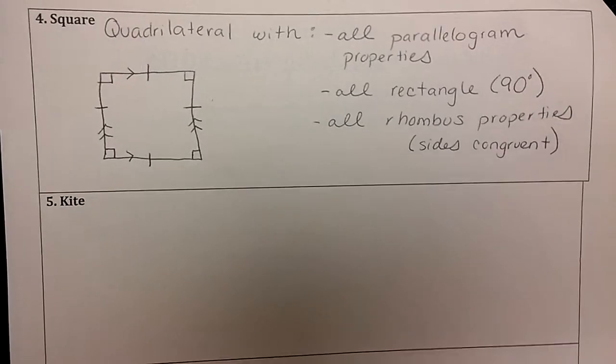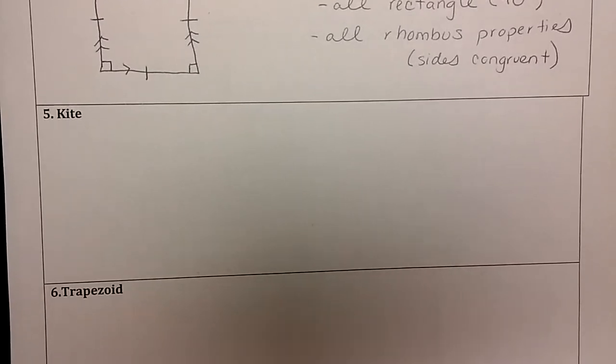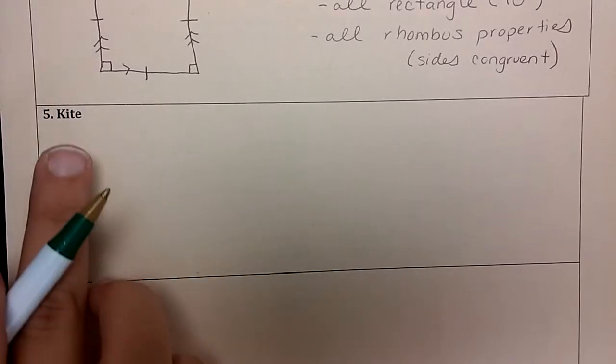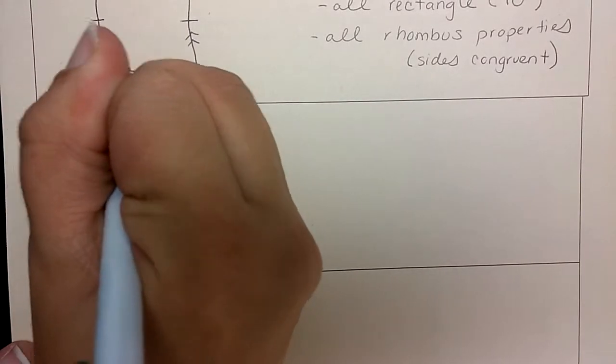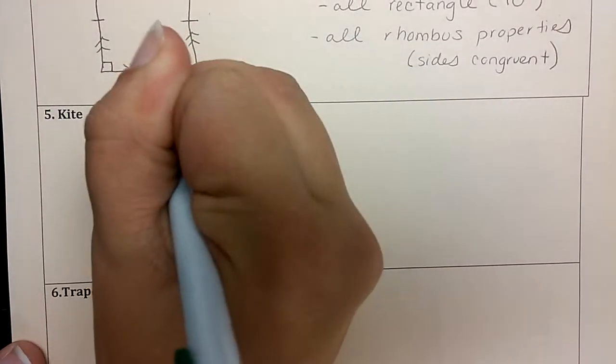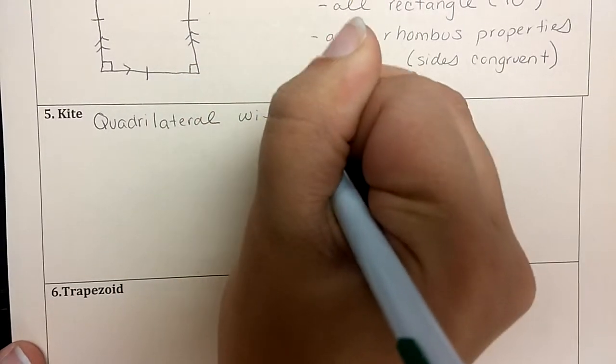The last three quadrilaterals we talk about are not, and I repeat, are not parallelograms. So they do not have the properties that we talked about for parallelograms. They have different properties. Kite is the next one we want to talk about. A kite is still a quadrilateral and has the following properties.